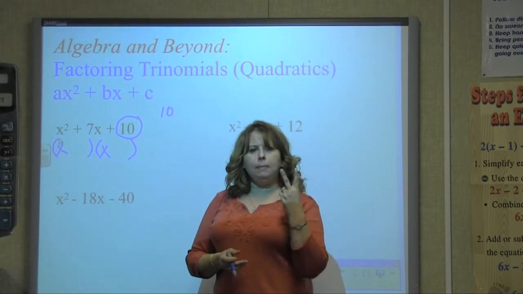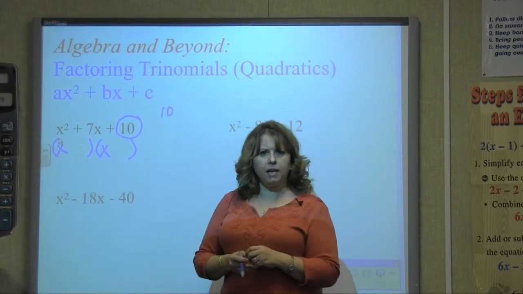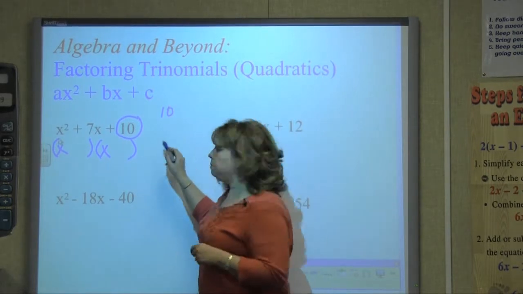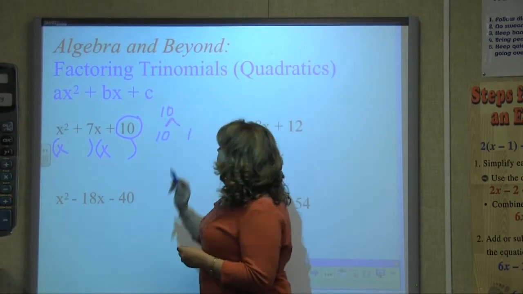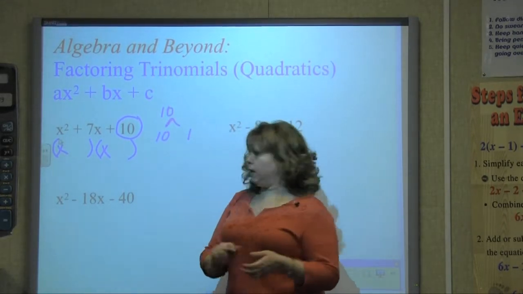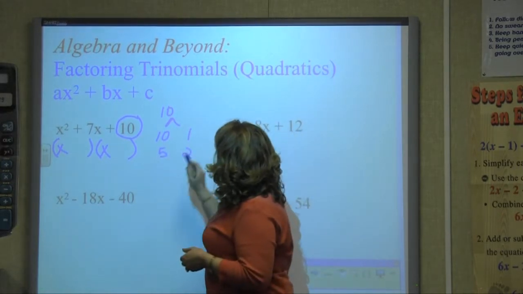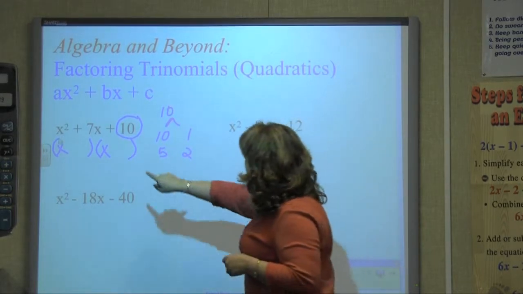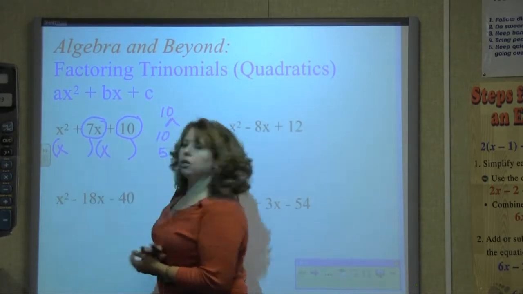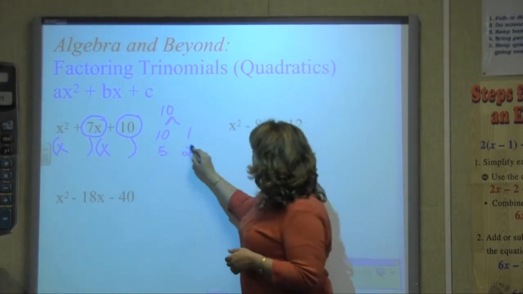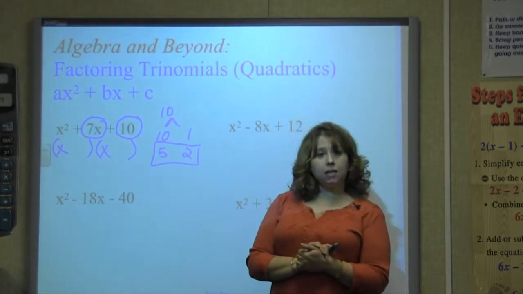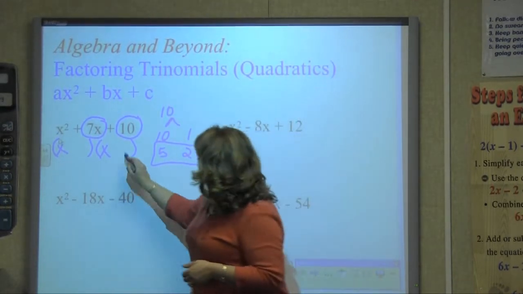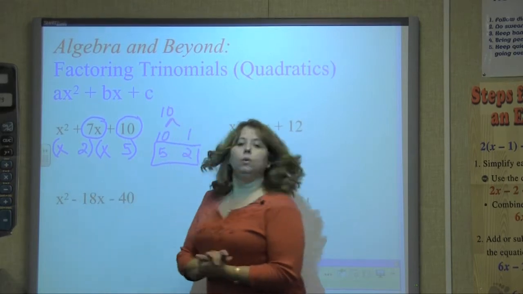If you think about pairs of two numbers that will multiply to give you 10, we only have two possibilities, if we're looking at integers. That would be 10 and 1 or 5 and 2. Now we need to find the one that adds up to 7. That's where our middle term comes into play. Well, the pair that adds up to 7 is 5 and 2. So that tells me that a 5 and a 2 will go there.